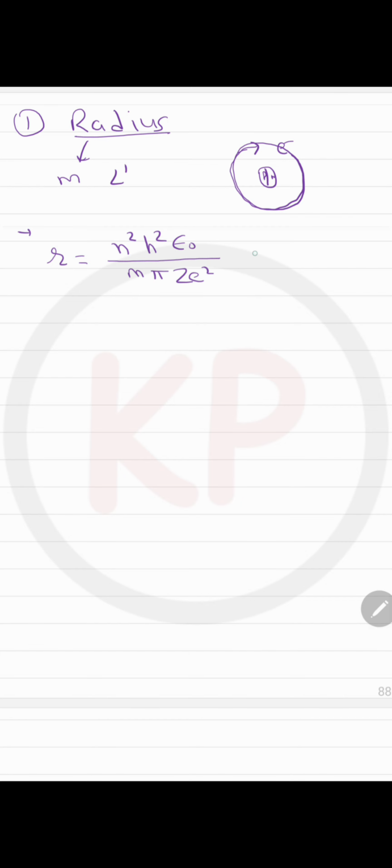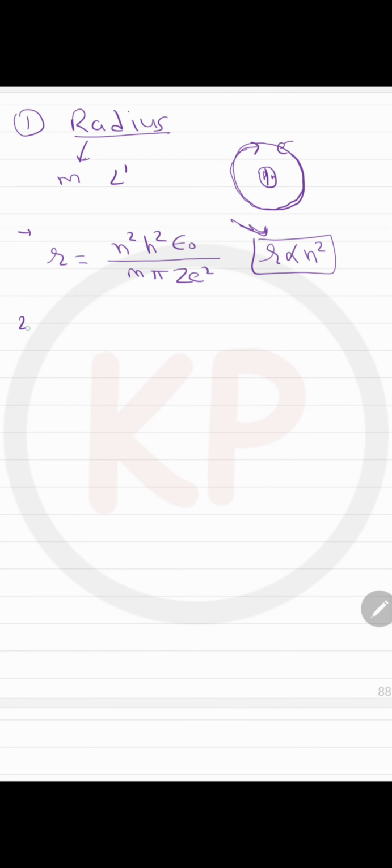From this, we can say r is proportional to n². I am writing down things here. These things are very, very important to solve MCQs. Like they are giving MCQs like find the ratio of radius of electrons in n equal to 1 and n equal to 2 level. So you can solve those types of MCQs with the help of this formula.